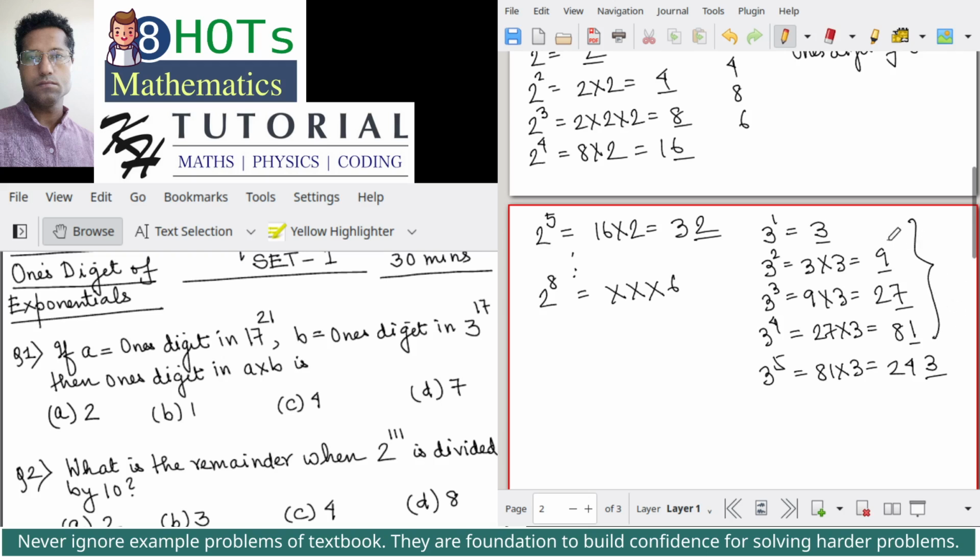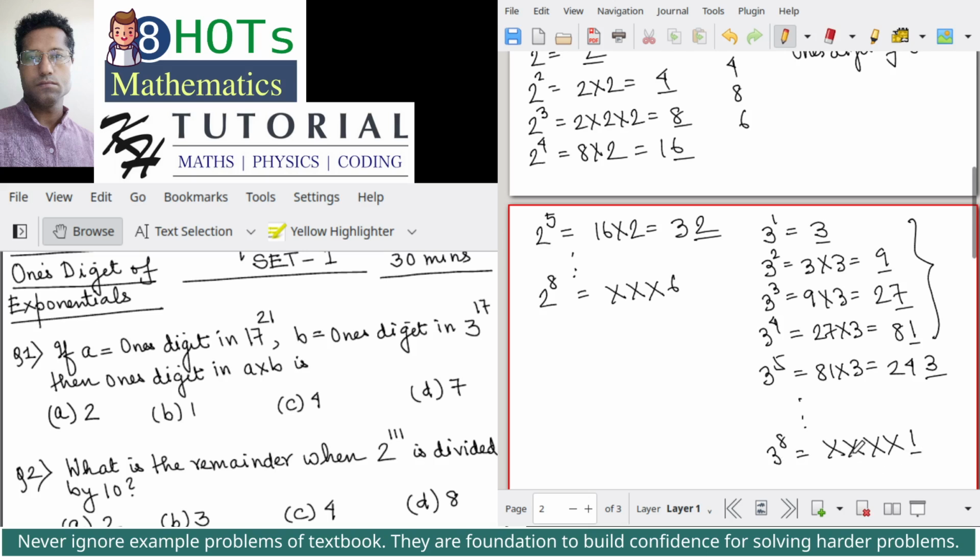This is the pattern of the last digit, that is 3, 9, 7, 1, and then again it is coming back to 3. So the ones digit of 3 to the power 4 will be 81, will be 1. Similarly, 3 to the power 8, whatever this number will be, I don't know, but the ones digit will be 1 again. So after every fourth power of 3, the ones digit will be 1.